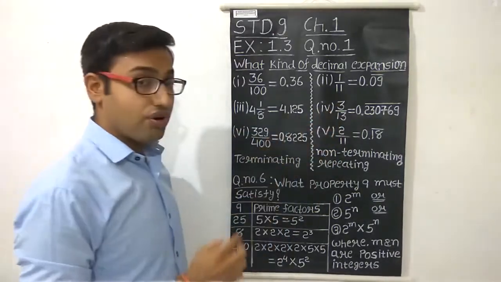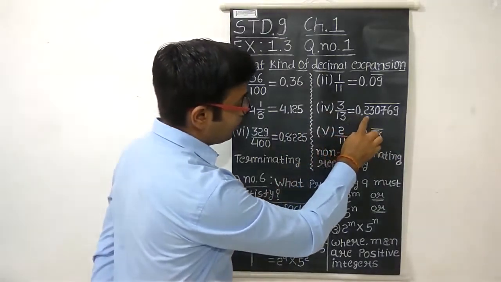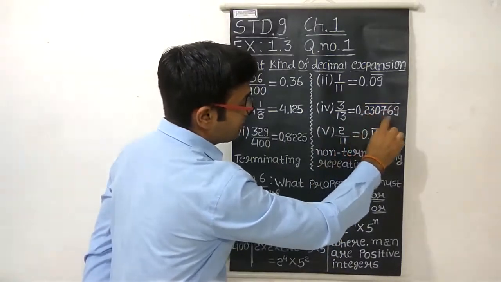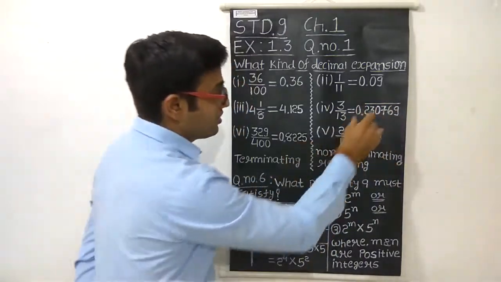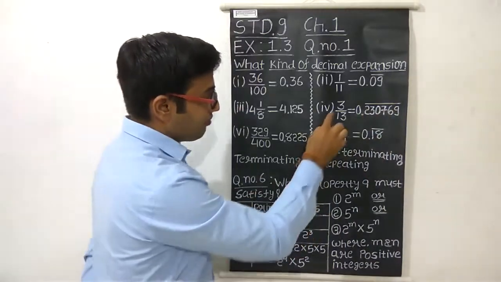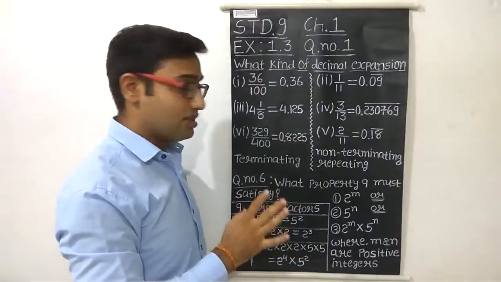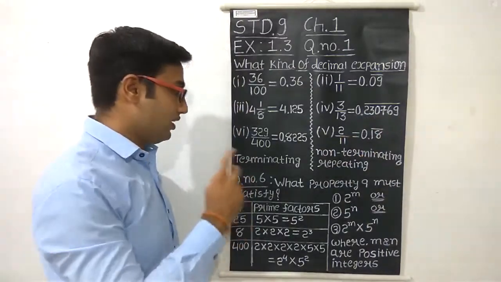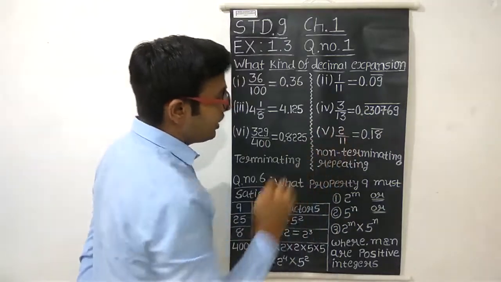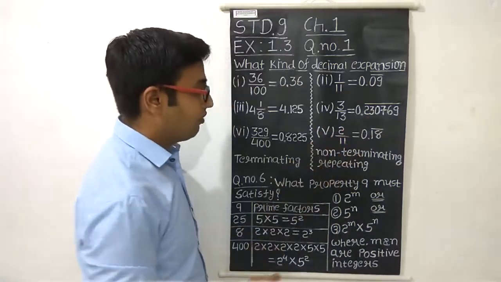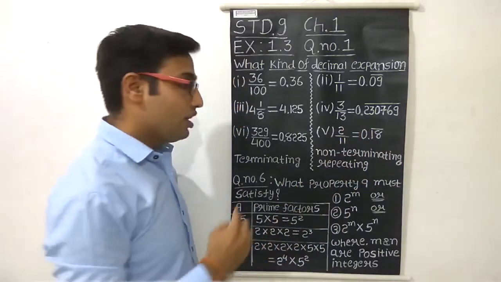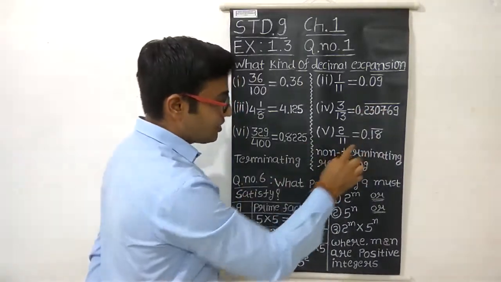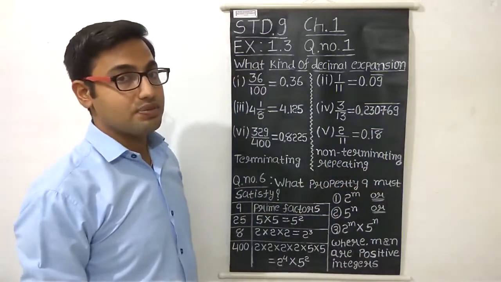Now this is the fourth one, 3 upon 13. If we divide 3 by 13, we will get 0.230769, and you can see that there is a bar on these 6 digits, right? That means the 6 digits repeat themselves. So by dividing 3 by 13, we never get the remainder as 0, and this decimal expansion is non-terminating, right? Fifth one is 2 upon 11. Again, by dividing 2 by 11, we get the answer 0.18 bar. So whenever there is a bar on the digits in the decimal expansion, we can say that it has a non-terminating repeating decimal expansion, right?